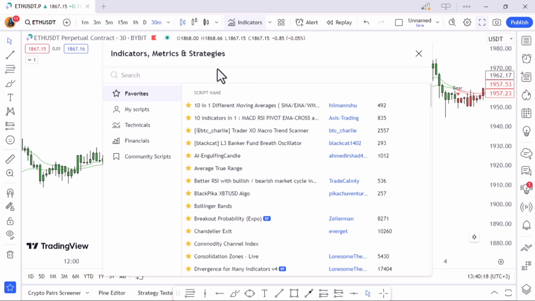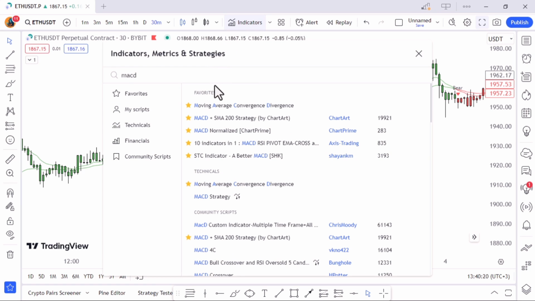We need to add another indicator to the chart. Open the indicator option and type MACD and apply the moving average convergence divergence indicator to your chart.